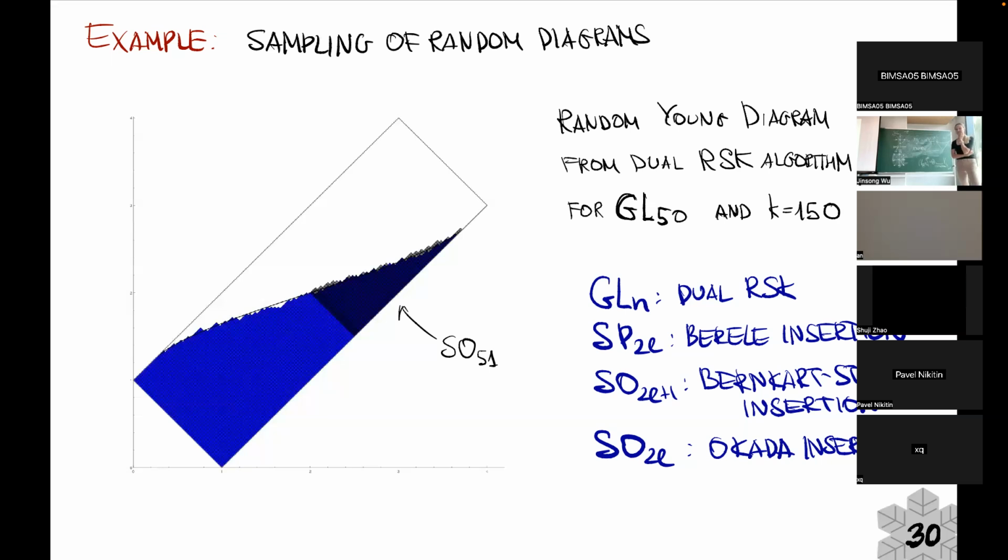The point I want to make: I was asked, what happens if I take the product of rectangles? Not just columns, not just rows, but rectangles. In this case, we will obtain the so-called Littlewood-Richardson tableaux and some bijection.